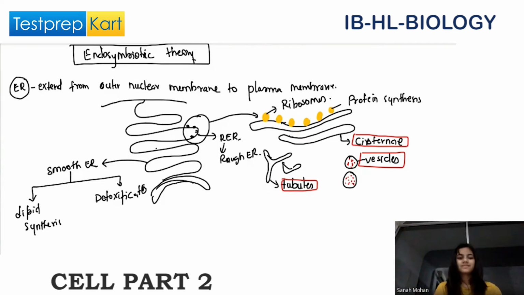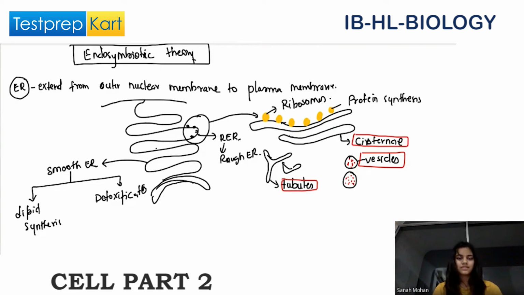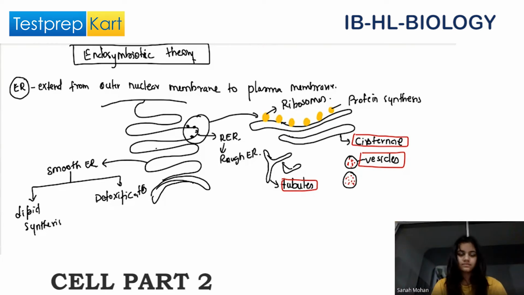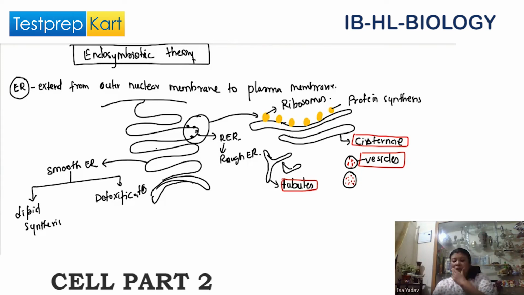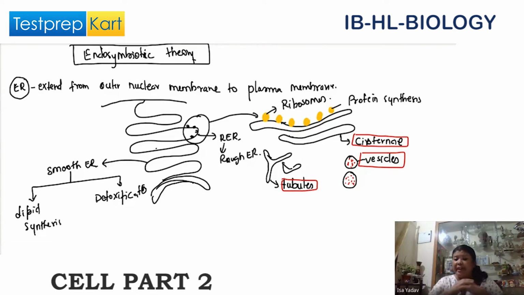What is the function of the smooth ER? Synthesize. See, I have written there. See at the side, smooth ER is written. Below that, I've written lipid synthesis and detoxification. Detoxification is making the harmful toxic material less toxic and then eliminating it out of the body. That is called detoxification.